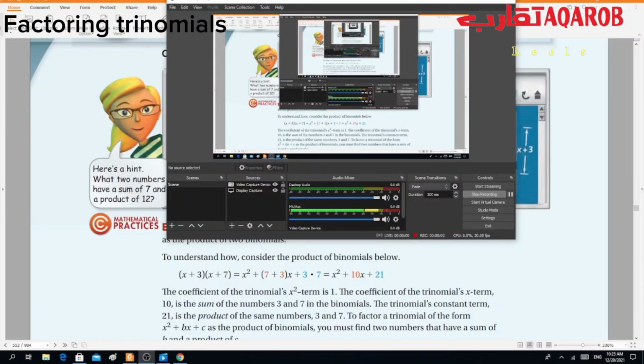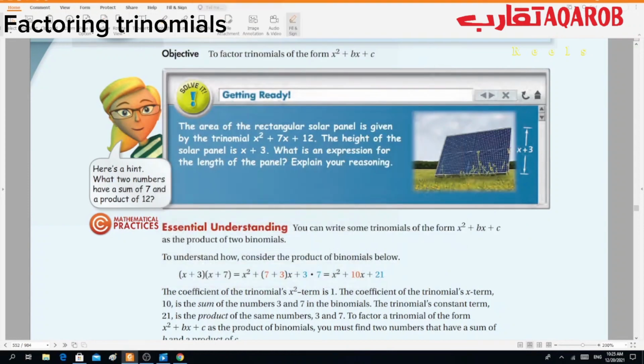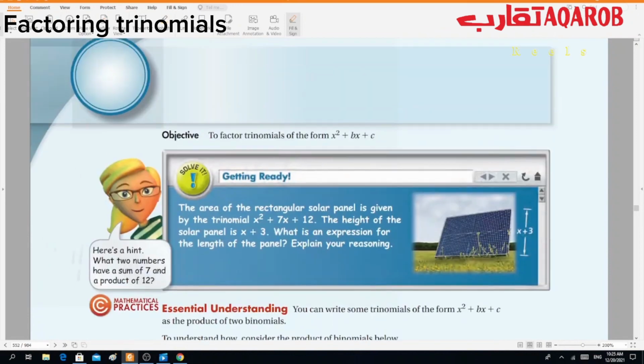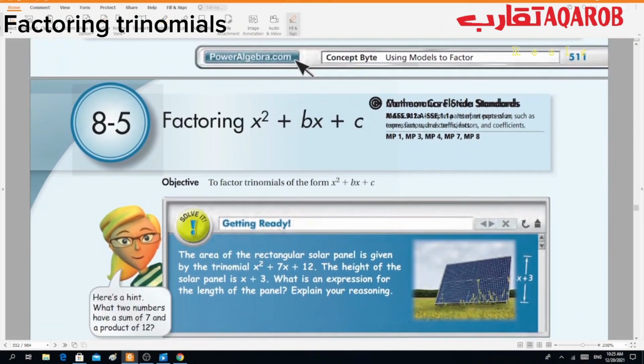I'm Islam Al-Umar, your math teacher in Taqarrub International School, and today we will speak, as you can see here, about lesson 5 from this chapter, which is factoring x squared plus bx plus c. Now at the end of this lesson you will be able to factor trinomials of the form x squared plus bx plus c.